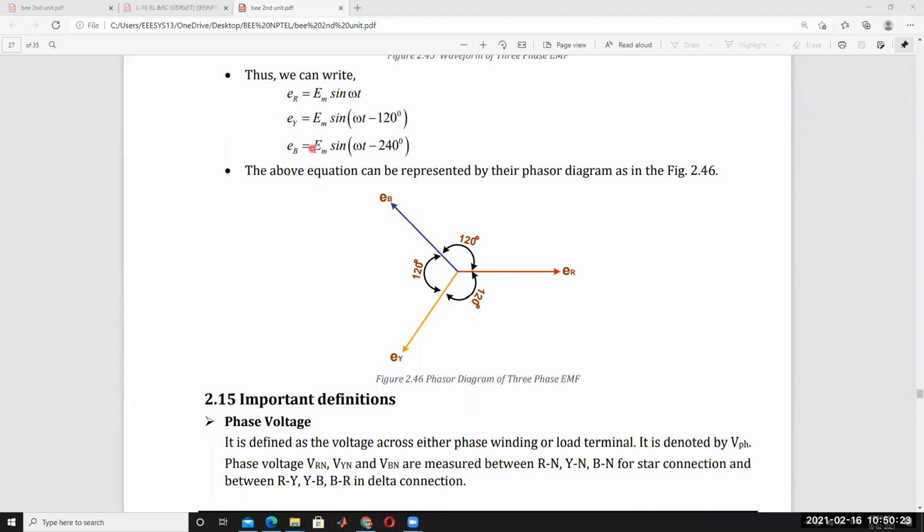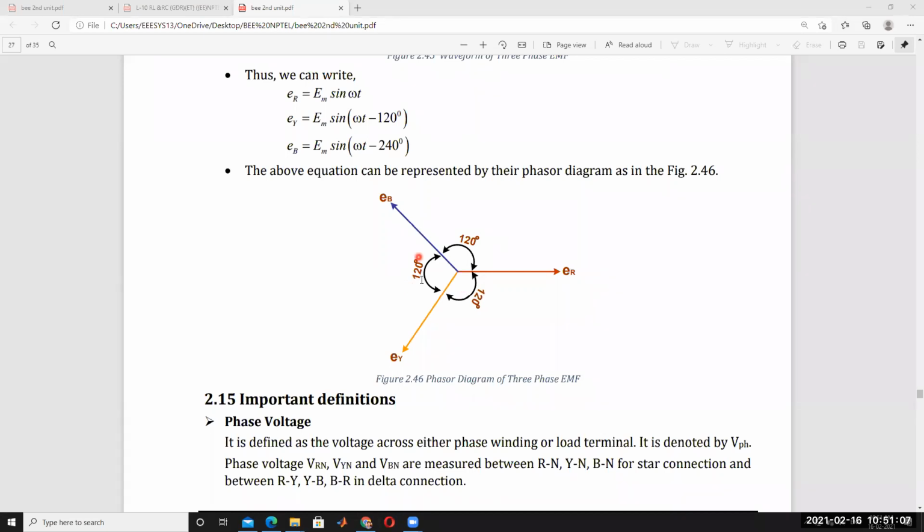Otherwise, it can be written as EB is equal to EM sin omega t plus 120 degrees, if you consider going in the clockwise direction. So omega t, omega t minus 120 and omega t minus 240. If you consider the anti-clockwise direction, EB is EM sin omega t plus 120 degrees plus 120 degrees. Instead of writing EM sin omega t minus 240, EM sin omega t plus 240 is also right. Understood? EB is equal to EM sin omega t plus 240 is also correct. So this is the phasor diagram of all three phases.